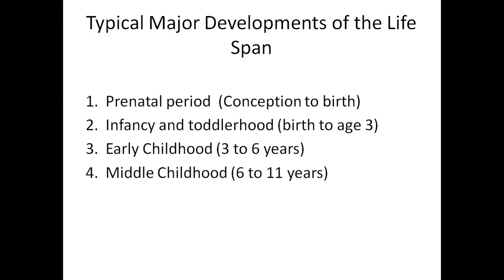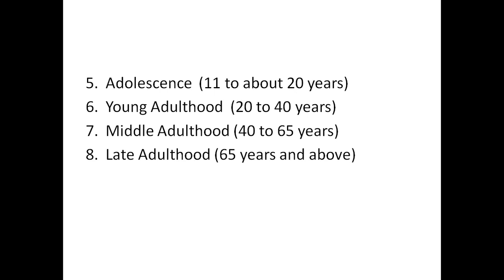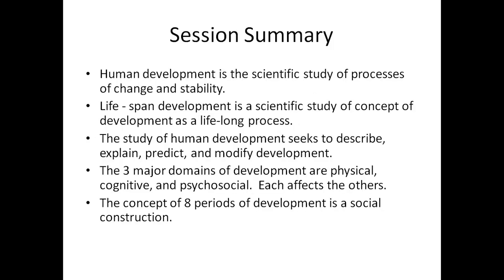Typical major developments of the lifespan are the prenatal period, that is from conception till birth. Second period is infancy and toddlerhood, between birth and age 3. The third stage is early childhood, from 3 to 6 years. Fourth is middle childhood, 6 to 11 years. Fifth one is adolescence, from 11 to about 20 years. Young adulthood, 20 to 40 years. Middle adulthood, 40 to 65 years, and late adulthood, 65 years and above.